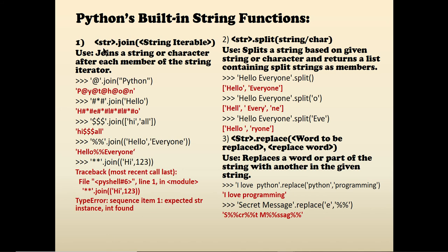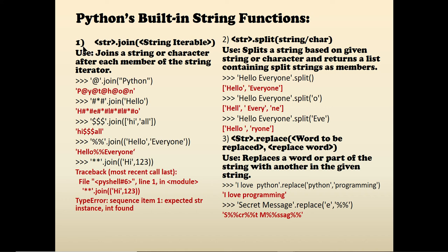Look at the syntax here. It is str.join of string iterable. So what is the purpose of the function? As given here, it joins a string or character after each member of the string iterable. Whatever string you give, it can be a single character or a sequence of characters, and here you have to pass a string as an argument to this function. When you pass that, every single character of that string will be joined with the string given first in this place.